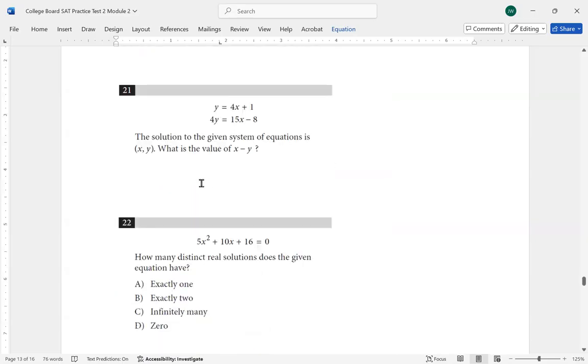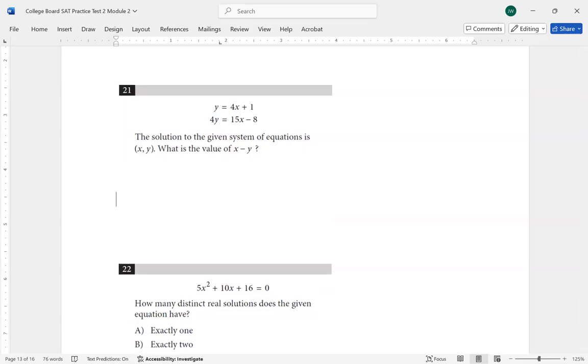Question 21 says the solution to the given system of equations is x comma y. What is the value of x minus y? So the goal here is to find the solution to this system of linear equations. There are a number of different ways you can find it. You can use the elimination method, the substitution method, or lots of other methods. I'm going to use the substitution method. You can also graph.